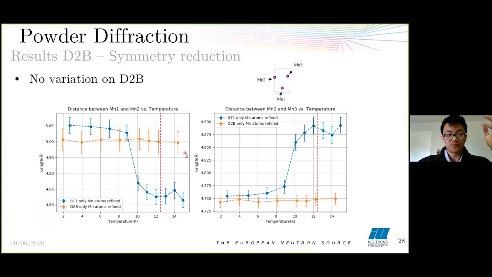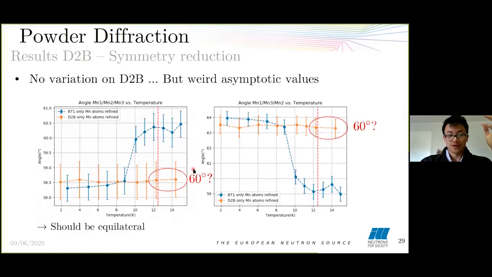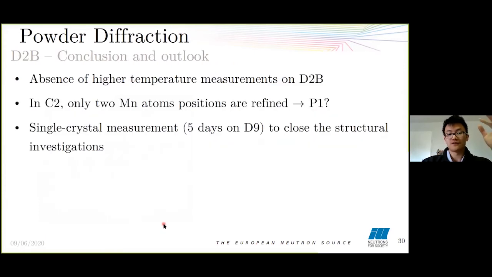But if we look at the value of the angle above the transition temperature, we can see that it is not equal to 60 degrees as expected in a P321 space group, because the Mn triangle should be equilateral. And in the absence of higher temperature measurements on D2B, it's hard to extrapolate what the values will be at higher temperature.